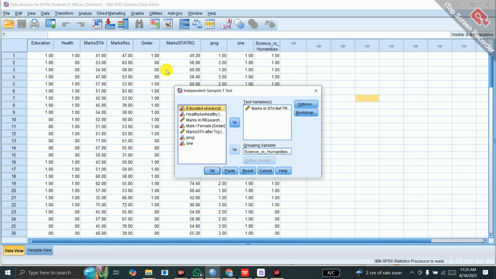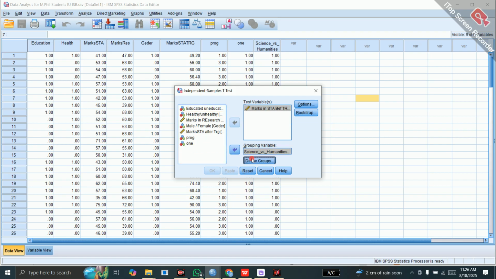So I'll click on this. I have already sent this variable, and this is the group. So let me do it for you again. I'm using the marks in statistical analysis and social sciences as the test variable, and I want to use science versus humanities as a grouping variable.